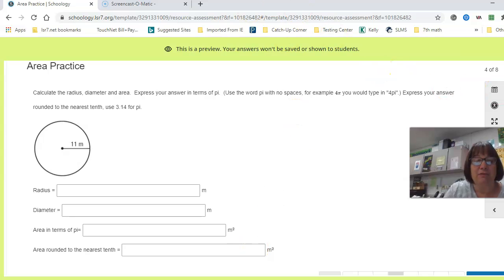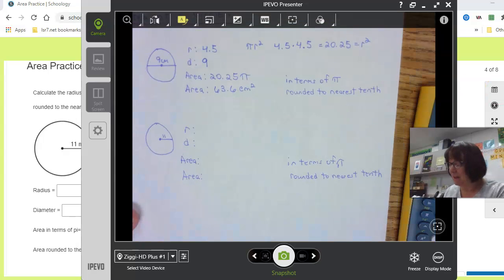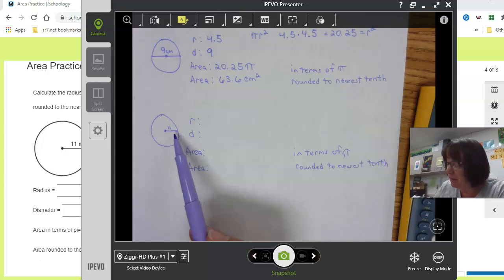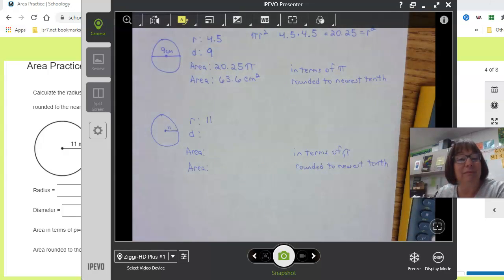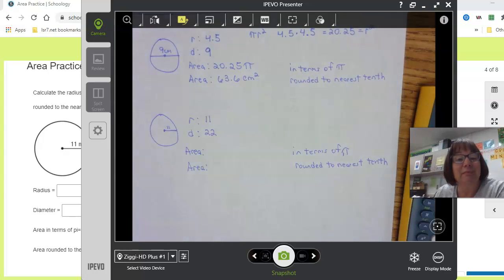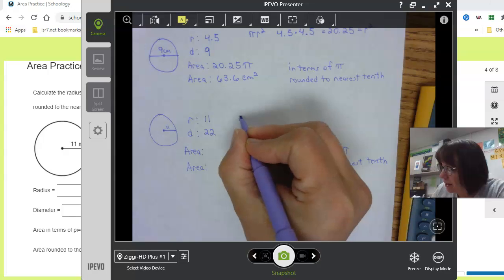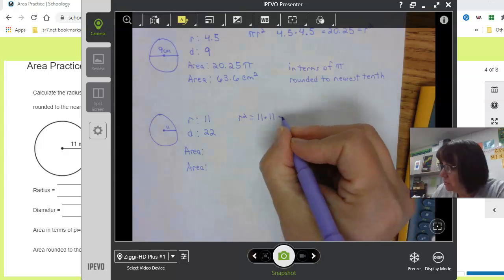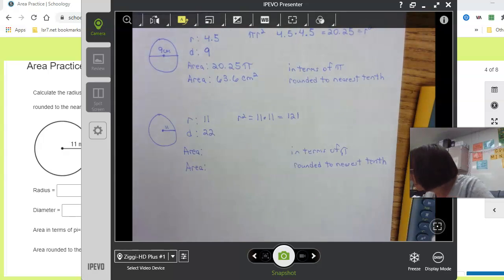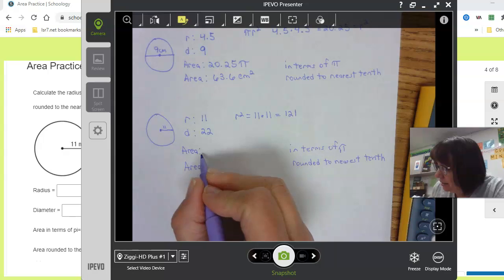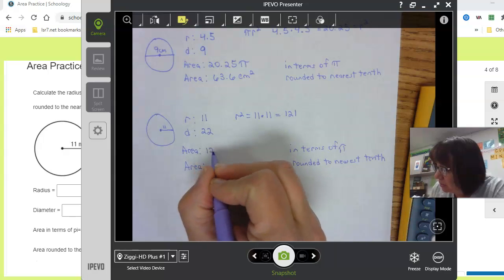So let's go back to my problem. Here was our picture. This time, this is only halfway across, so this would be my radius is 11. What would the diameter be? Well, it'd be twice as big, so it would be 22. Okay, if I'm going to write area in terms of pi, I need to know what r squared is. So r squared is going to be 11 times 11, which is 121. And then we can write it here. So pi times r squared would be 121 pi.